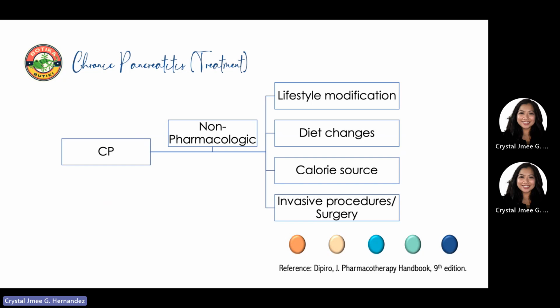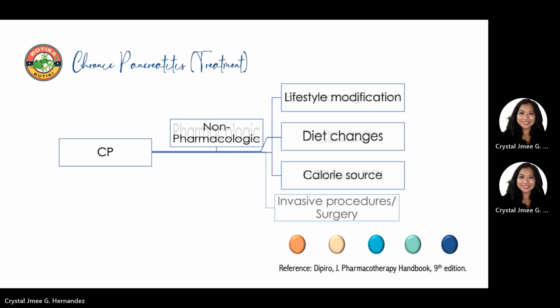For non-pharmacological options in CP, a lifestyle modification should be advised, and this would include abstinence from alcohol and smoking. Advise patients with steatorrhea to eat smaller, more frequent meals and reduce dietary fat intake. So these are diet changes. Patients who do not consume adequate calories from their normal diet may be given whole protein or peptide-based oral nutritional supplements. And invasive procedures or surgeries are used primarily to treat uncontrolled pain and the complications of chronic pancreatitis.